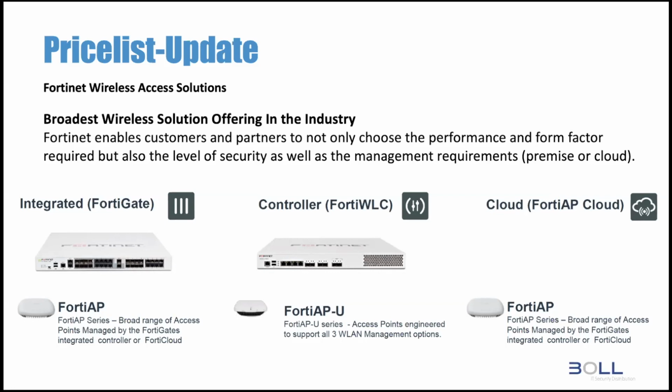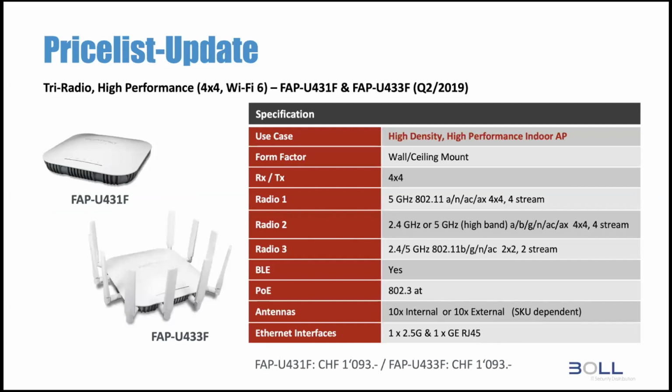What's new regarding products is that Fortinet already launched in Q2 2019 the FAP-U 431F and 433F. As you can see, one has integrated and the other external antennas. It is a use case mainly focused on high-density, high-performance indoor solutions. It has 4x4 MIMO technology built in with three radios, so it's a triple radio and it's Wi-Fi 6 already. But as you might know, the Wi-Fi 6 standard is not fully ratified. So every vendor which provides a Wi-Fi 6 solution yet is of course an early adopter, but we are quite confident that these products will remain the same hardware-wise. It will just be software-wise finalized. The ratification is obviously a little bit delayed, so it's in the second half of this year.